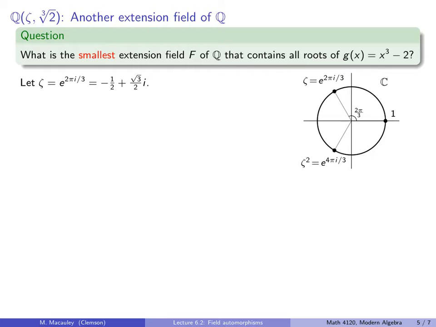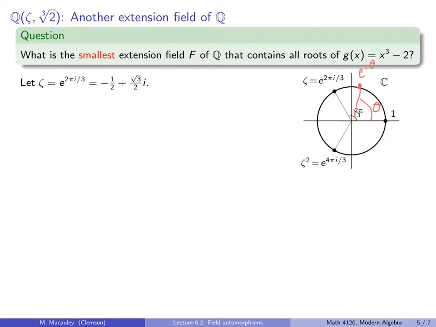And recall that every number on the unit circle has the form e to the i theta, where theta is the angle from that number to 1, which is right here. So e to the 2 pi i over 3 is on the unit circle at angle 2 pi over 3 radians, so that's 1/3 of the way around.